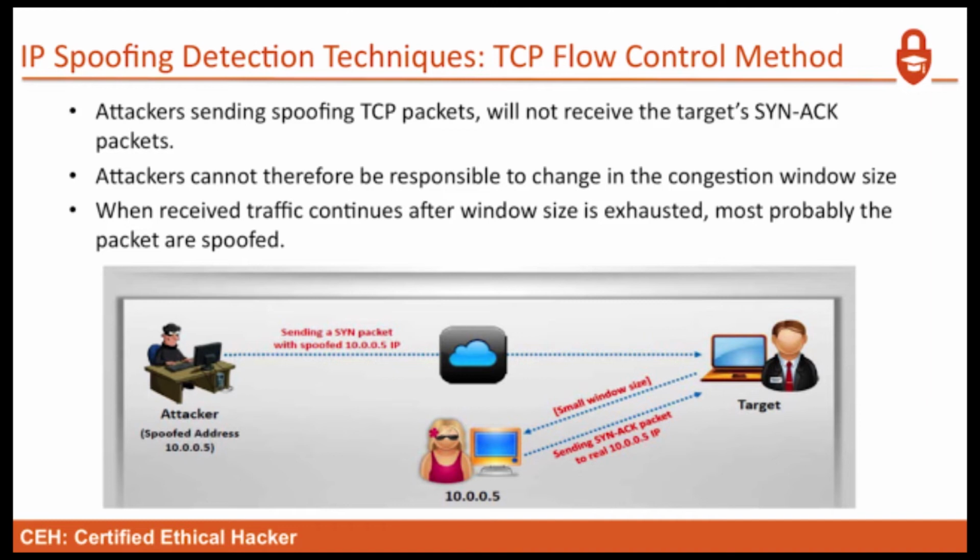Attackers cannot therefore be responsive to changes in the congestion window size. The congestion window size is a TCP/IP packet thing. So if you want to learn about that, you can go read up on it. We can't really cover all the history of the stuff and the background. So when received traffic continues after a window size is exhausted, most probably the packets are spoofed. So that's another way to tell. It's really detailed stuff that you're looking at here.